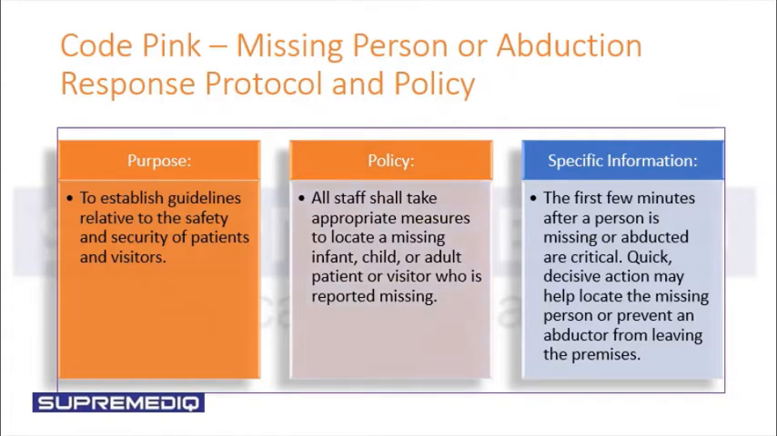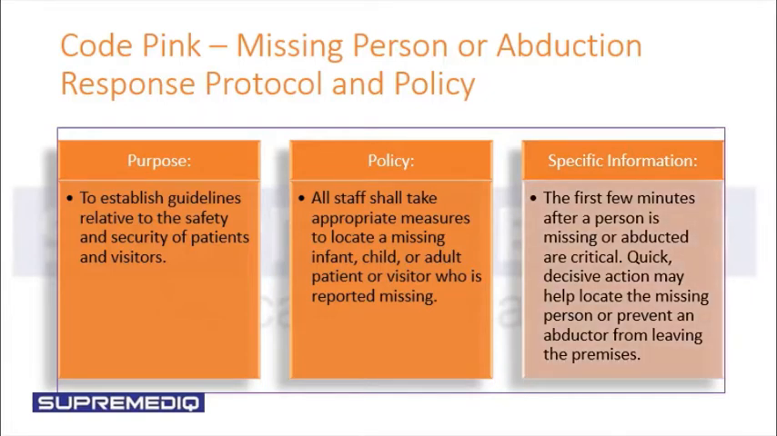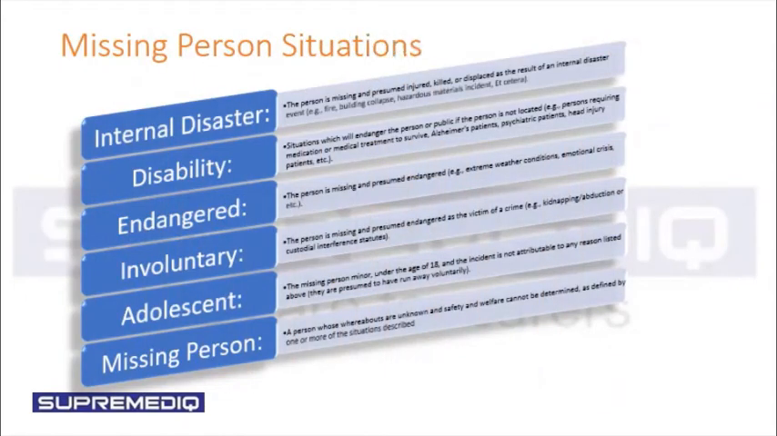reported missing. Specific information: the first few minutes after a person is missing or abducted are critical. Quick, decisive action may help locate the missing person or prevent an abductor from leaving the premises. Missing person situations. Internal disaster: the person is missing and presumed injured, killed, or displaced as the result of an internal disaster event, example, fire, building collapse, hazardous materials incident, etc.